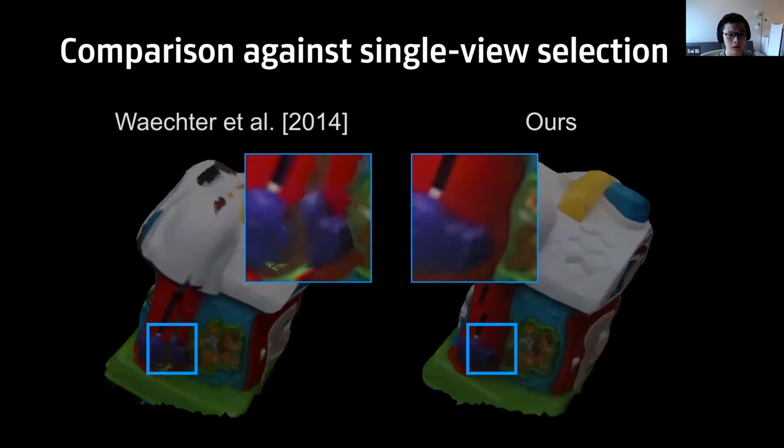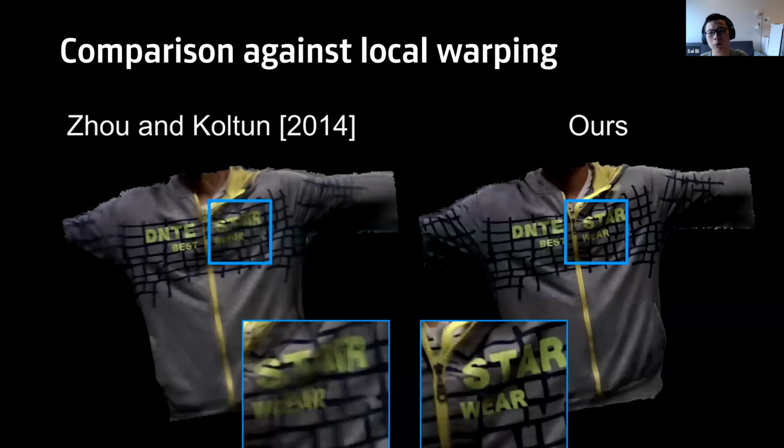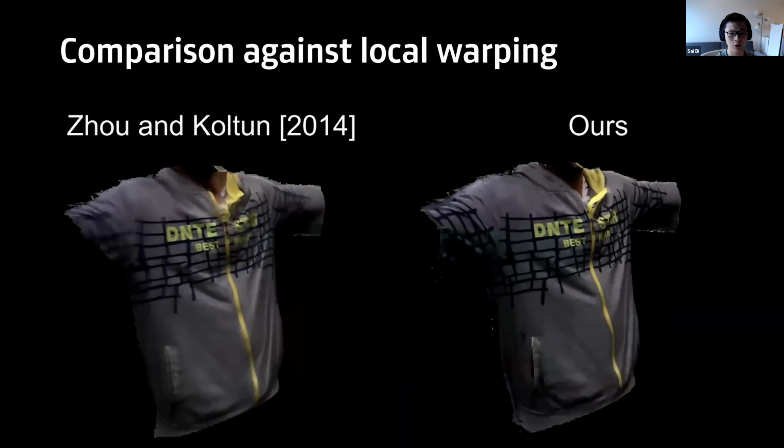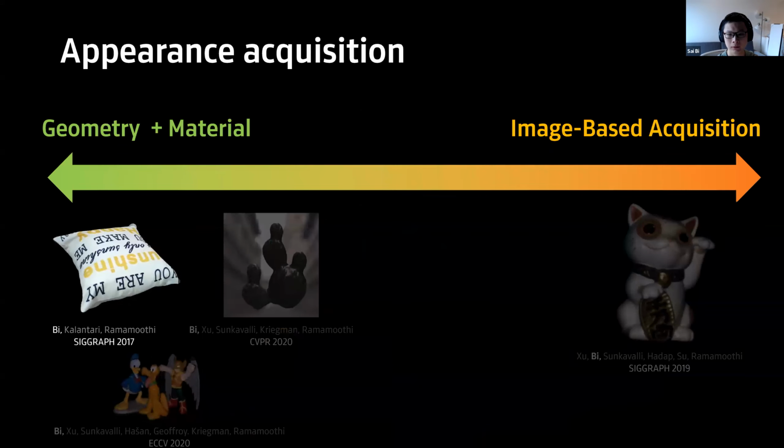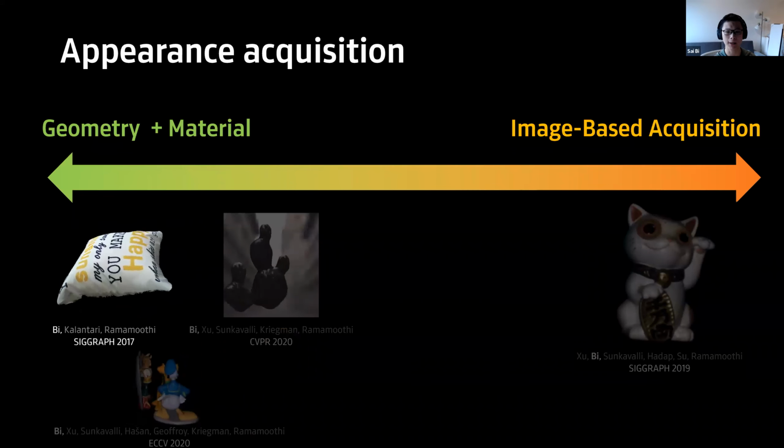This method does not have the flexibility to correct these misalignments and produces blurry textures. While this approach produces results with artifacts, our method properly handles all the inaccuracies and generates a high-quality texture. That's all for the texture mapping.